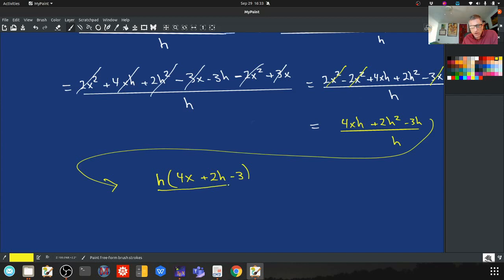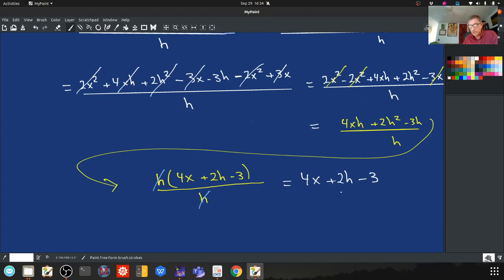And it's all divided by h. So now I have an h in the numerator and an h in the denominator. So my final answer is going to be 4x plus 2h, sorry, not plus, minus 3. Now that's as far as you go. That is the difference quotient.